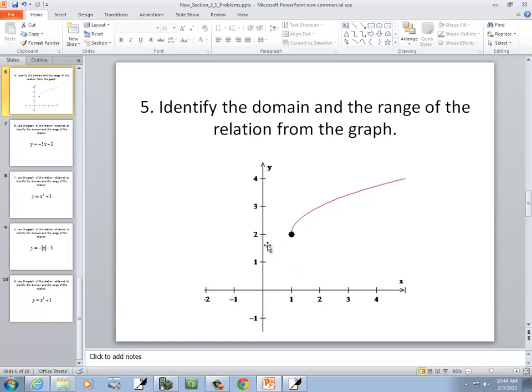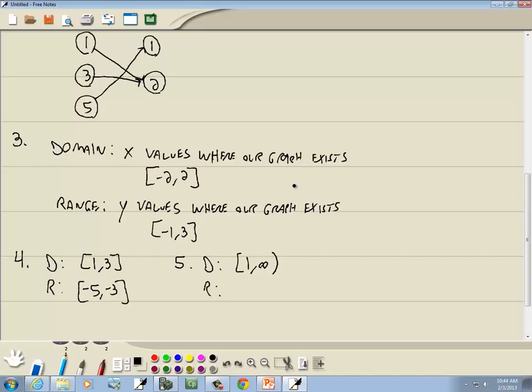Now, our range. We're looking for our lowest point and our highest point. Well, this is obviously our lowest point right here. If I come over, it's 2. And this is going up like this. In terms of my y values, it's slowly going up. It keeps slowly going up forever. So it's going to positive infinity. So it's going from 2 to positive infinity. And again, bracket on 2 and parentheses on the infinity there.